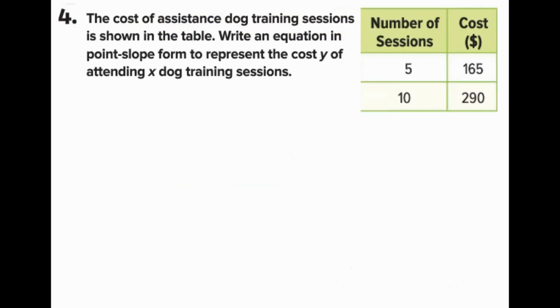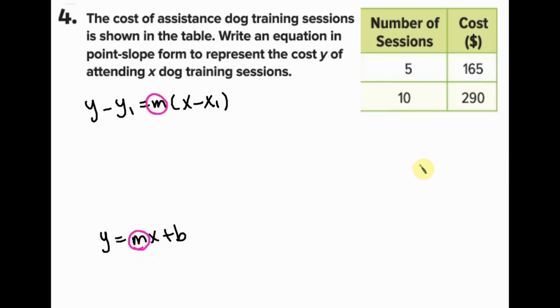Number 4: the cost of assistance dog training sessions is shown in the table. Write an equation in point slope form to represent the cost y of attending x dog training sessions. So here's the point slope form: y minus y1 is equal to m times x minus x1, where slope-intercept form was y equals mx plus b. Both of them have m, which we are not given directly, so you're going to find the slope by using the table. In order to find the slope, you're going to find the constant rate of change.